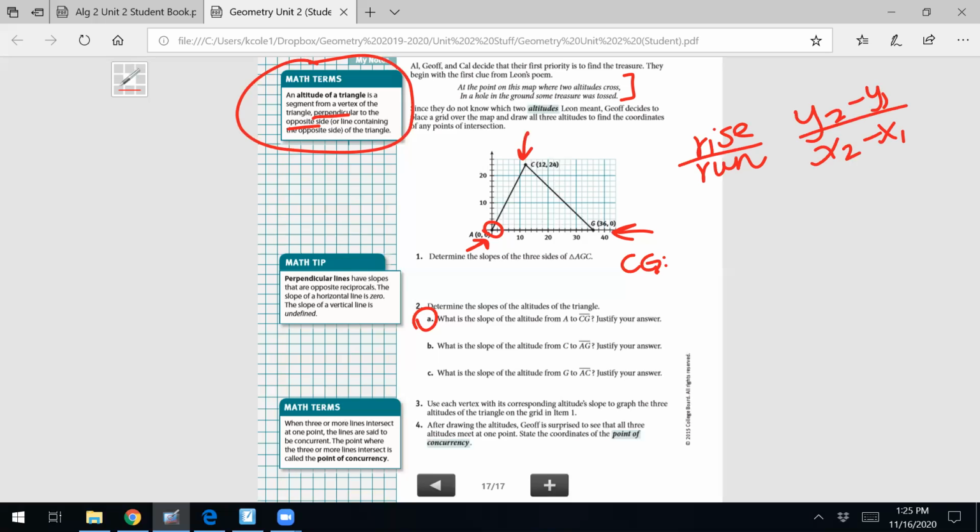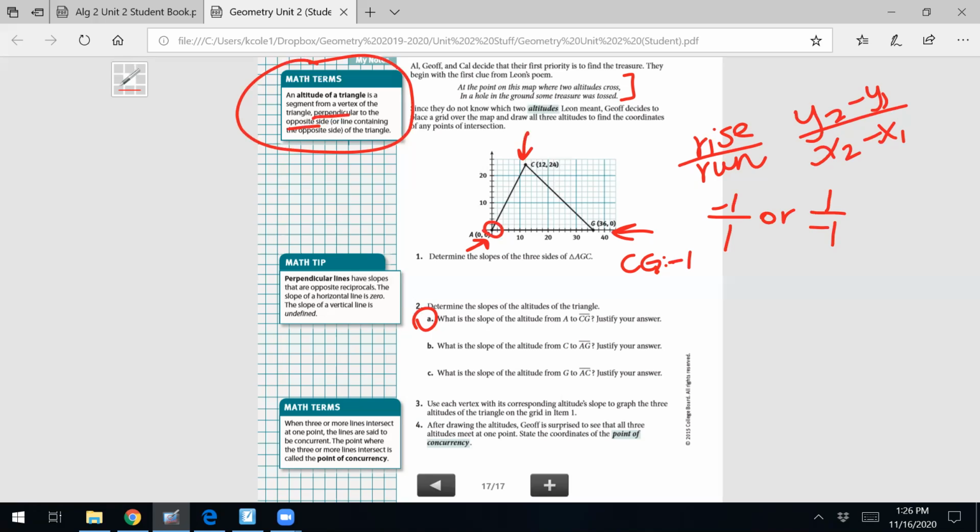So what would you have to do for G to get to C? Down 1, right 1, down 1, right 1, down 1, right 1. Does that work? Yeah, or up 1, left 1, up 1, left 1, up 1, left 1. Either one. What's that going to give us for the slope of CG? Negative 1.